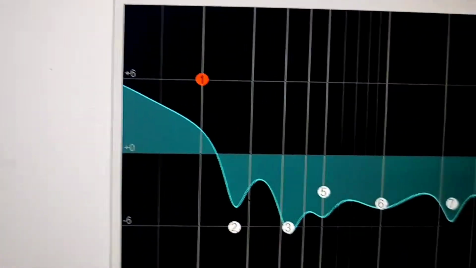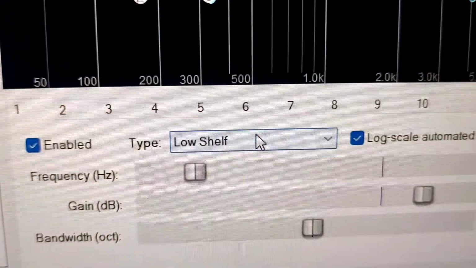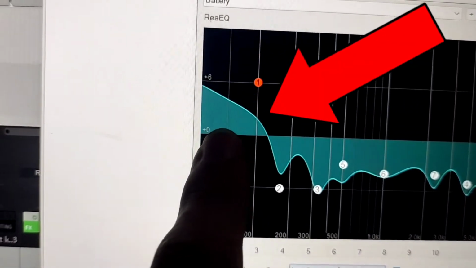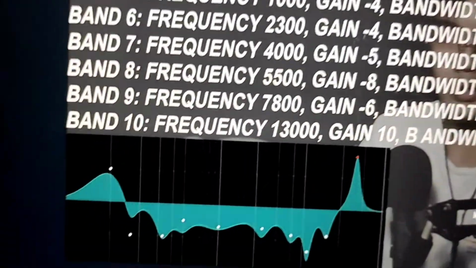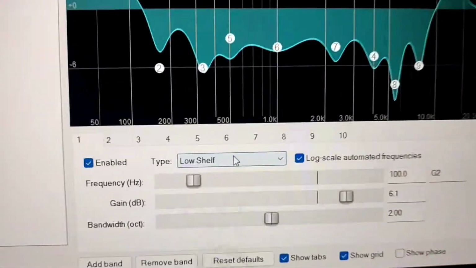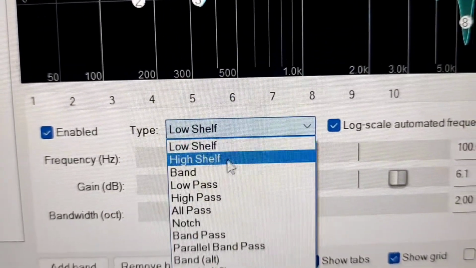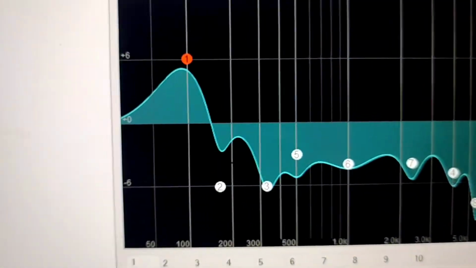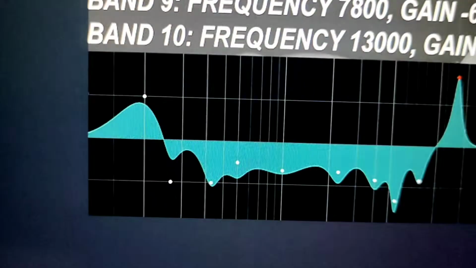So one thing the original video doesn't mention is that you need to change all of the types into bands. You can see this is my version, this is the lowest part, and you can see the one I'm trying to follow. His lowest part is curved up, and the reason why is because the type is a low shelf. When I change it into a band, now suddenly it's also curved up, and now it's exactly the same.